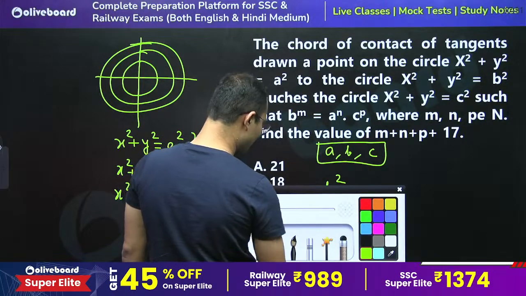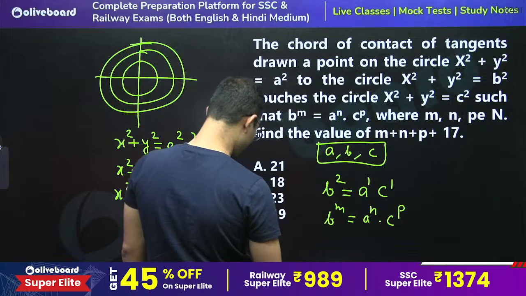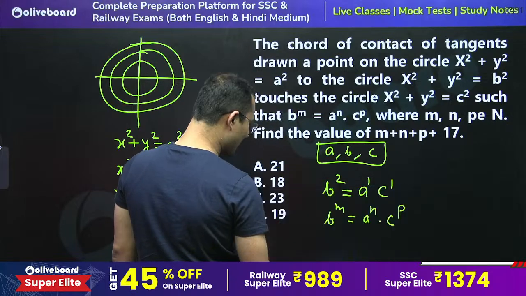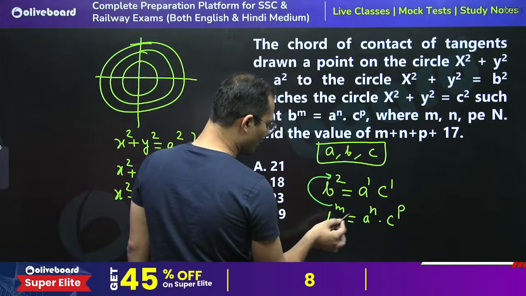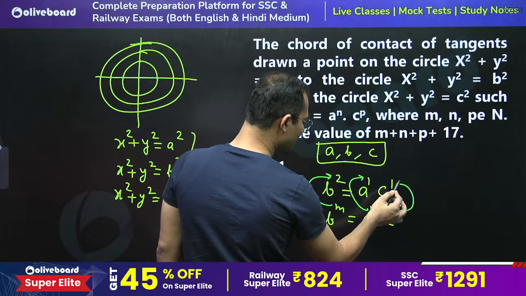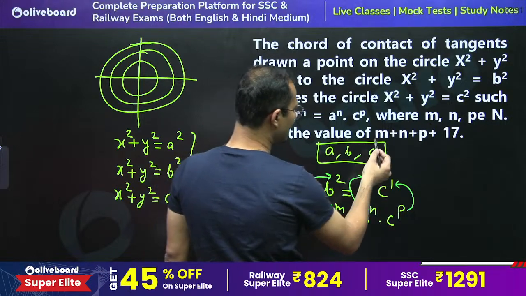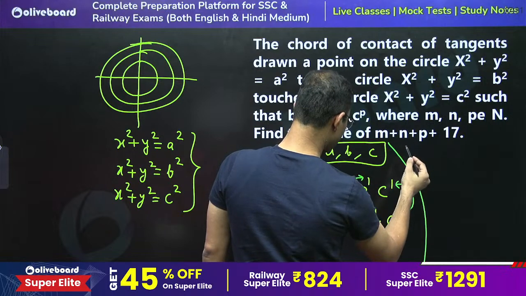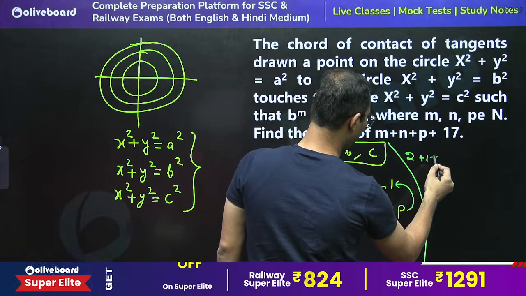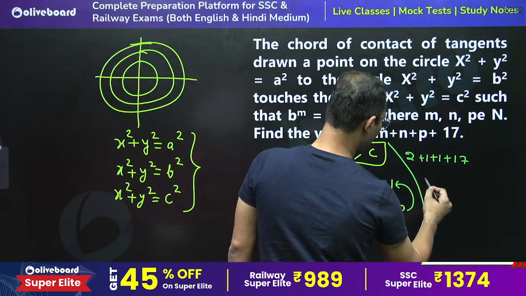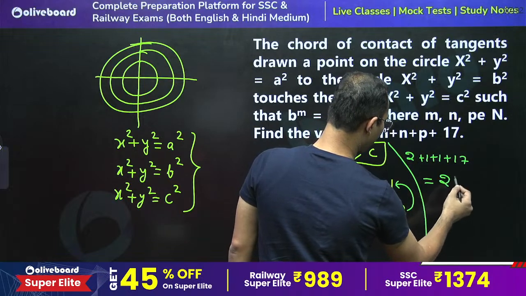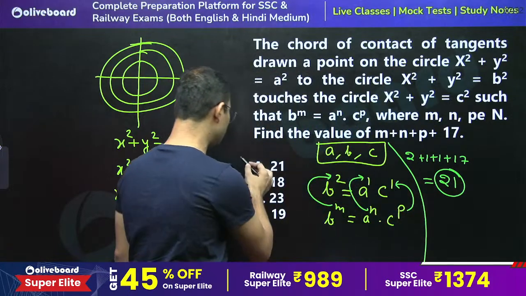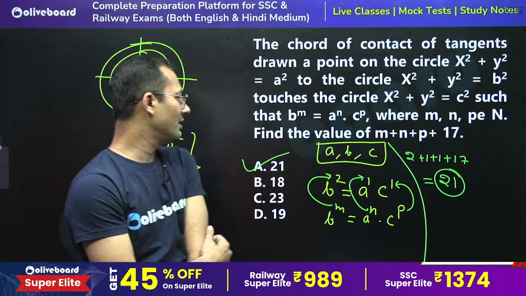So we can say that, just comparing, m is equal to 2, n is equal to 1, and p is equal to 1. Now the question is asking what is the value for m plus n plus p plus 17. m is 2, so 2 plus 1 plus 1 plus 17, so it is going to be 21, right? So 21 is the right answer. Simple.